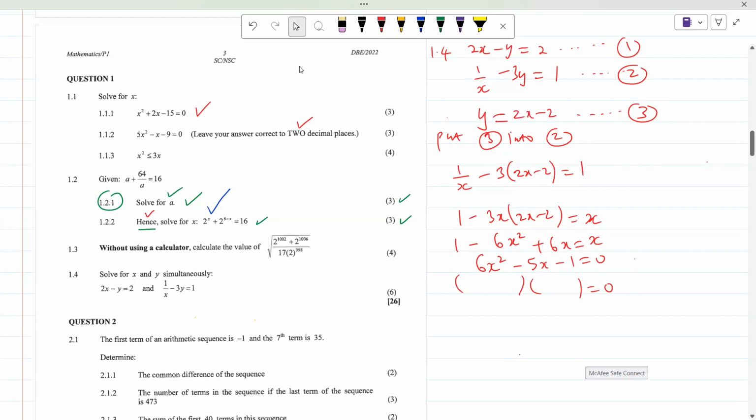The factors of 6x squared minus 5x minus 1. What are the factors? The factors are exactly 6x plus 1 and x minus 1 equals 0, which means that x is minus 1 over 6, or x is 1. After we got this, can I ask something?